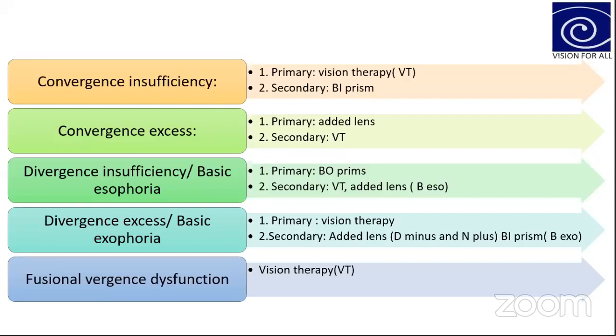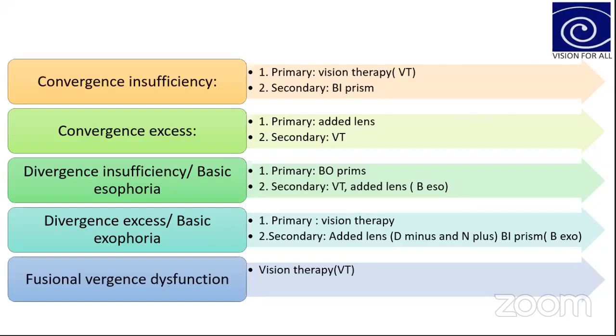Okay, so when you go into convergence excess, the primary treatment is added lenses. You can prescribe the added lenses to this kind of patient, and you can give added lenses in convergence excess. So going to divergence insufficiency and basic exophoria, it is a similar manner.